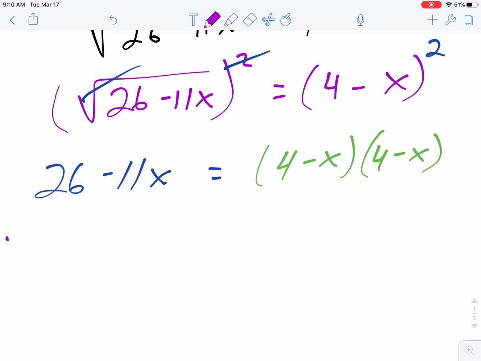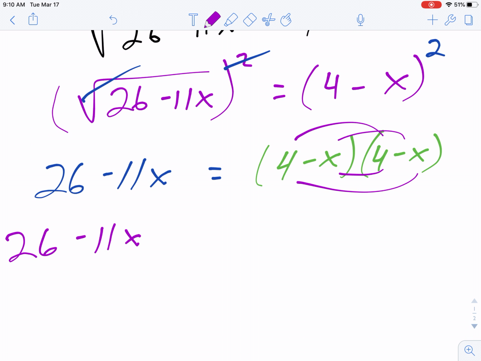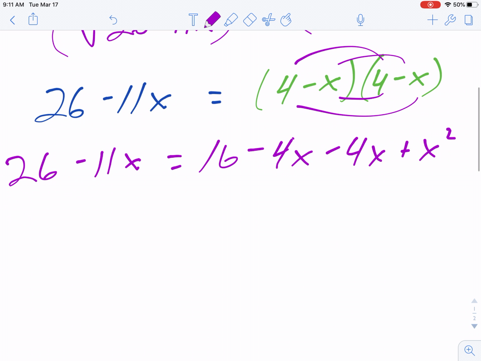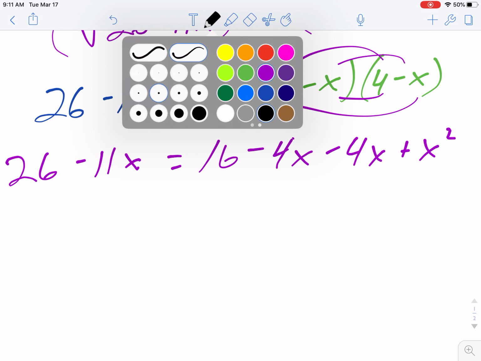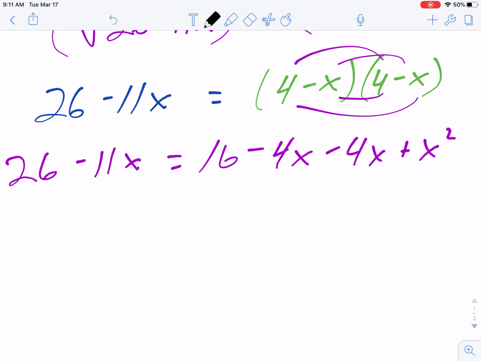And then proceed to multiply everything, every combination basically. So 4 times 4 is 16. 4 minus negative x is negative 4x. We got another one of those. And then negative x times negative x is x squared. So it's quadratic.